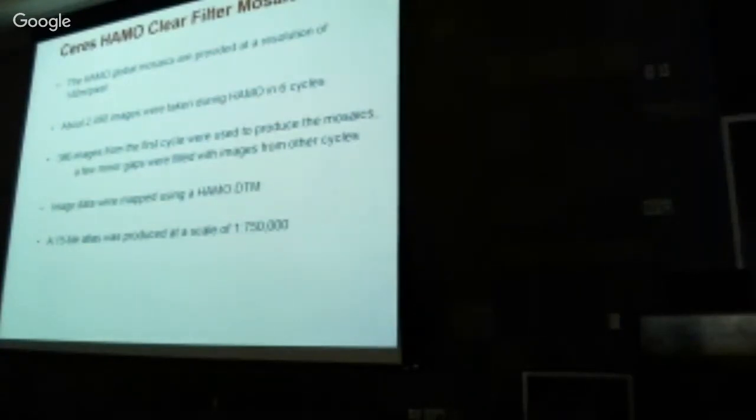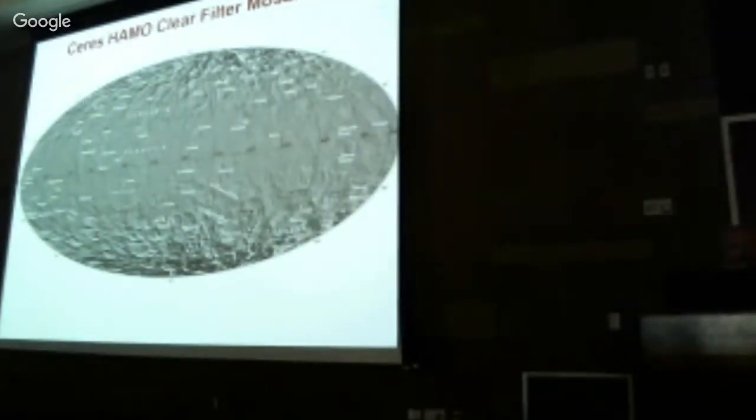We went to HAMO, much lower down, and the resolution of the images became much better, now 140 meters per pixel. 2,490 images were taken in 6 cycles, so we imaged the whole of Ceres 6 times, with 4 cycles at off-nadir angles, which gave us the opportunity to calculate a high-resolution HAMO digital elevation model. From the first cycle, we produced a mosaic and filled minor gaps with images from other cycles. This time we produced an atlas of 15 tiles. The scale is 1 to 750,000. Again, a global mosaic, and you can notice that there's much more nomenclature now.